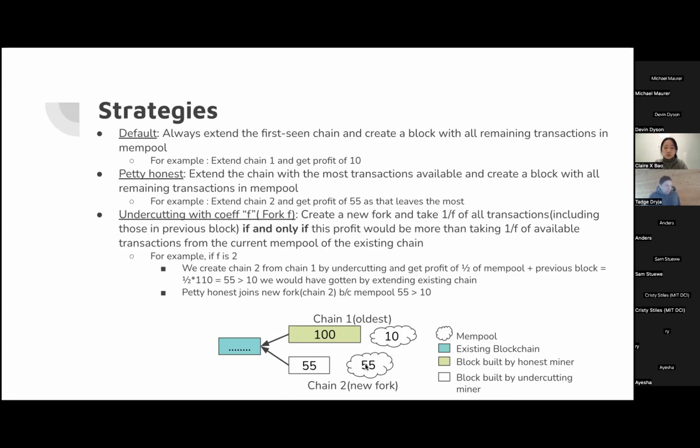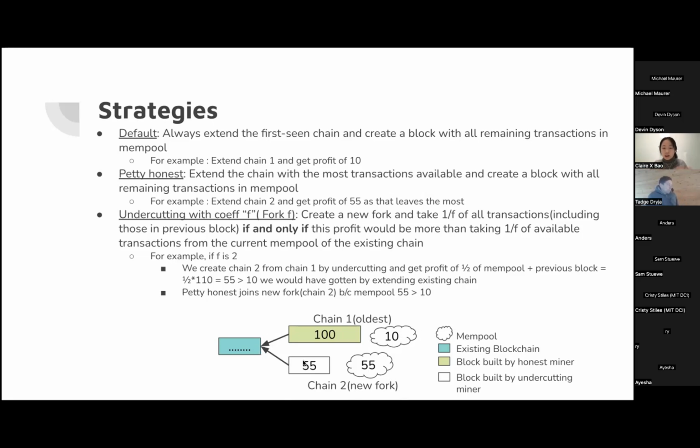And so these petty honest miners create an opening for the undercutting miner, which is the crux of the problem. These undercutting miners are parameterized by a coefficient f. We'll denote this as fork f throughout the presentation. Basically, what an undercutting miner does is it takes a chain and creates a new fork.